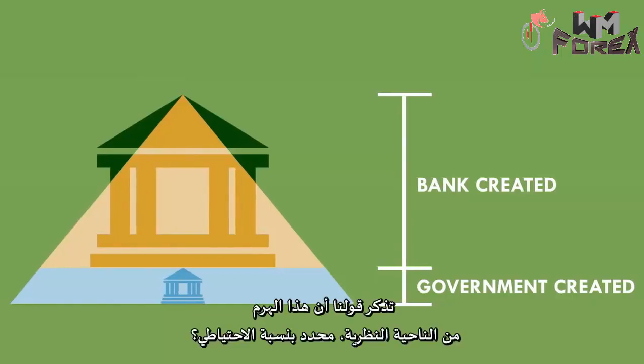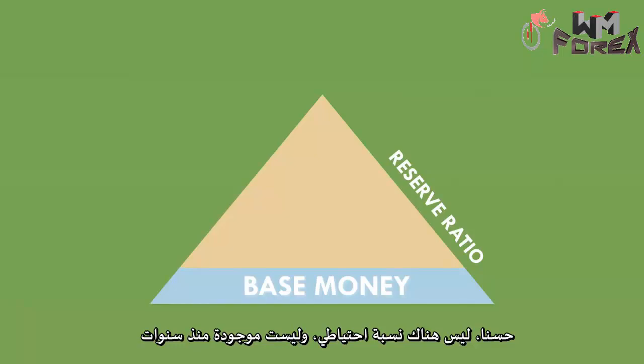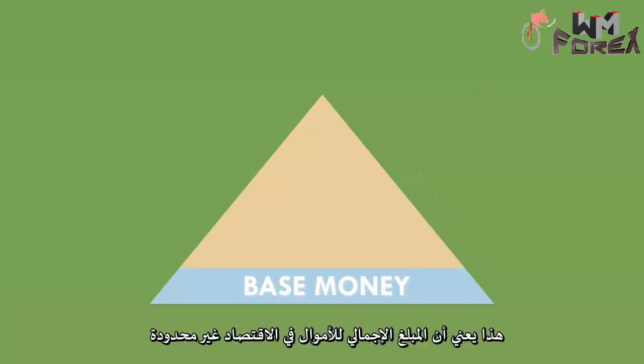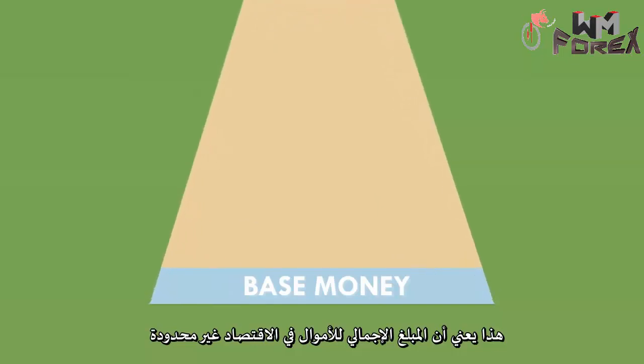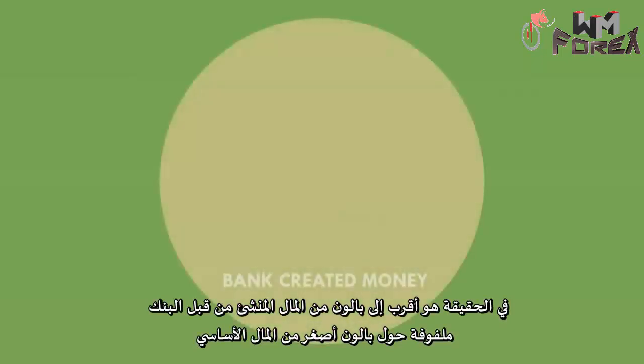Remember that we said this pyramid in theory is limited by the reserve ratio? Well, there is no reserve ratio, and there hasn't been for years. This means that the total amount of money in the economy isn't really limited. It can keep expanding without coming to a point at the top. So the pyramid is actually the wrong shape to describe the money system. In reality, it's closer to a balloon of bank-created money, wrapped around a smaller balloon of base money.